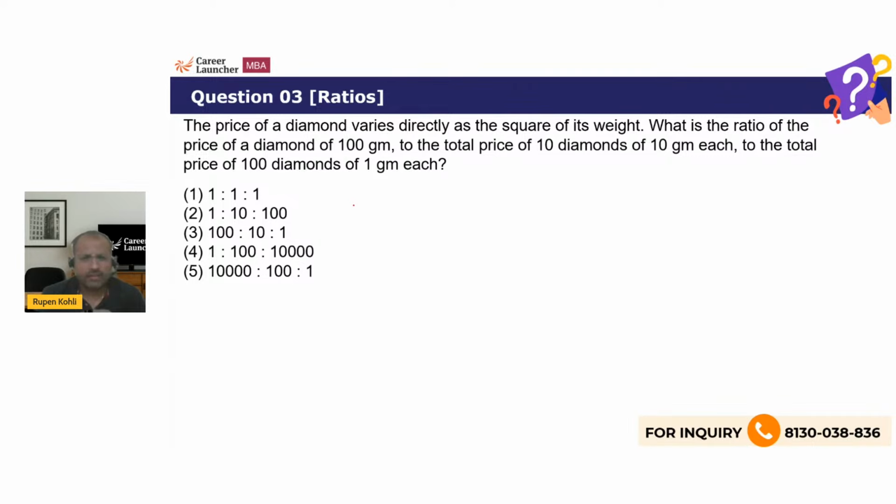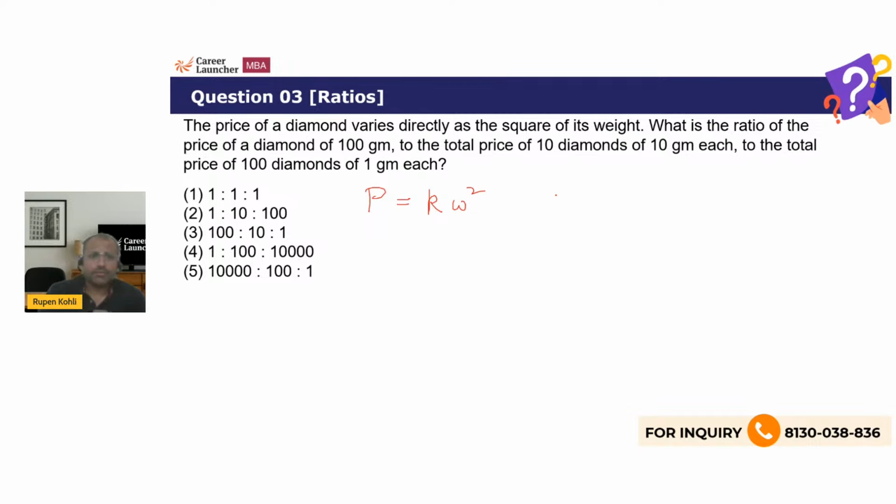Okay, timeout. This question does not require so much time. So price is directly varying as the square of the weight. So price P, as a function of the weight W, equals some constant K times the square of the weight. That's what the statement is saying, right? Price P is K into W squared, where W is the weight. So direct variation is there as a square.